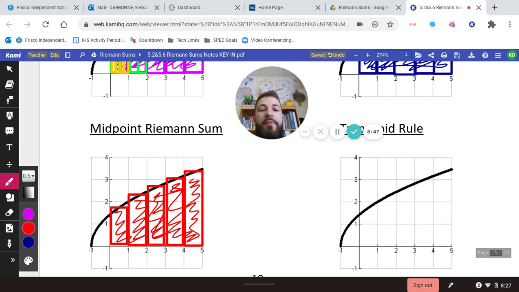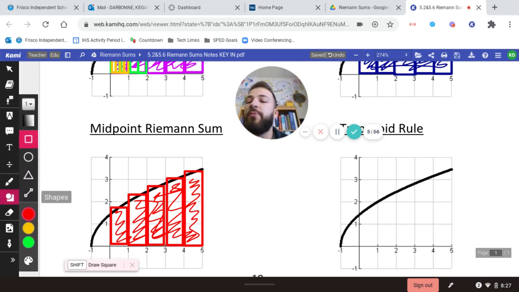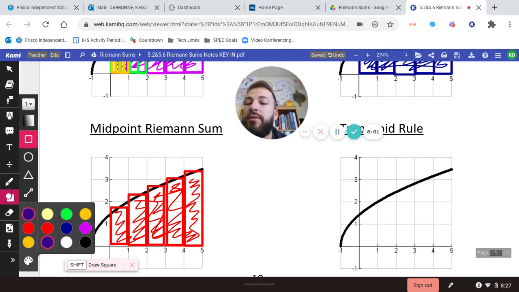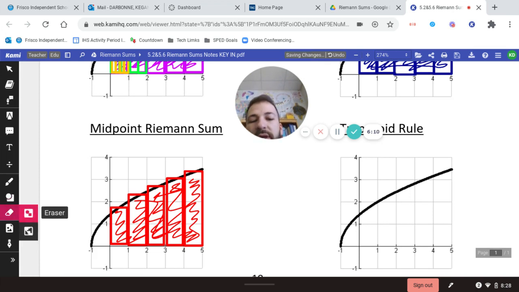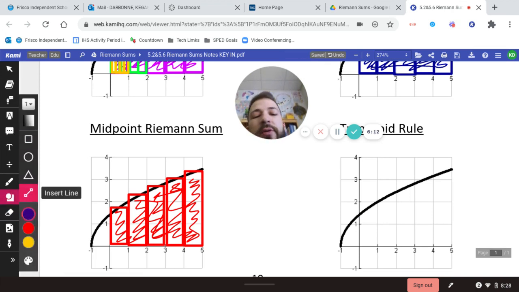And just like so. And then last but not least is the trapezoid rule. Now the trapezoid rule is a little bit different because it involves drawing trapezoids instead of drawing rectangles. So for the trapezoid rule, we're actually going to use 2 points. So we're going to touch the curve at 2 spots. My line drawing tool, not my rectangle. So boom and boom. And then draw our trapezoid from there.